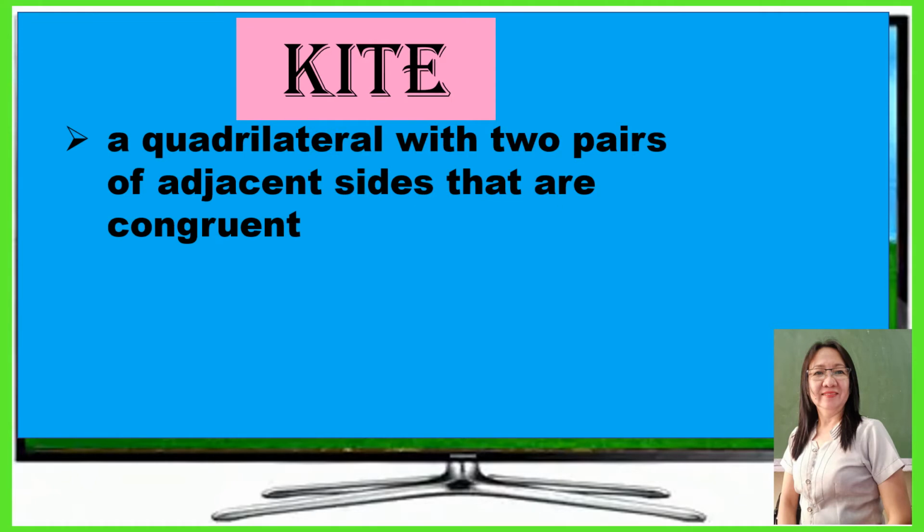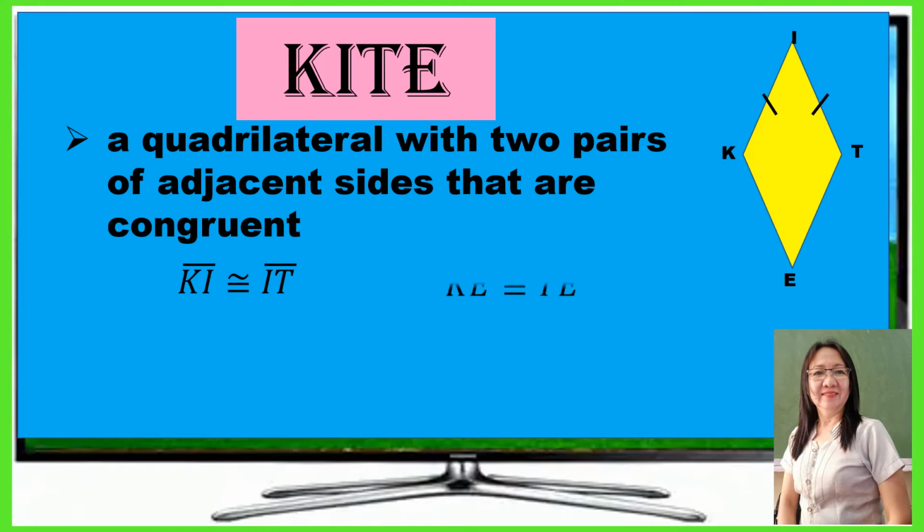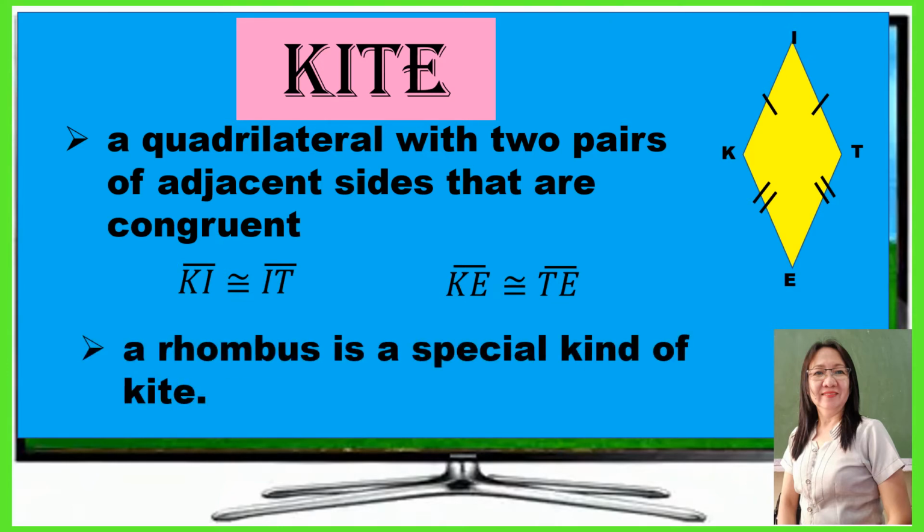It is a quadrilateral with two pairs of adjacent sides that are congruent. Let us illustrate kite with vertices K, I, T, E. The adjacent sides that are congruent are KI and IT. Another pair of adjacent congruent sides is KE and TE. The special kind of kite is the rhombus.